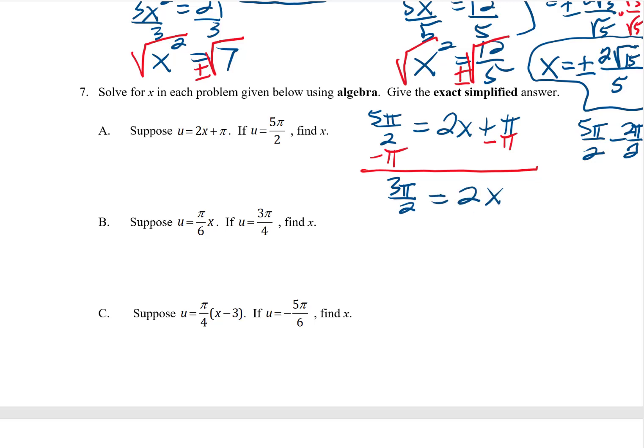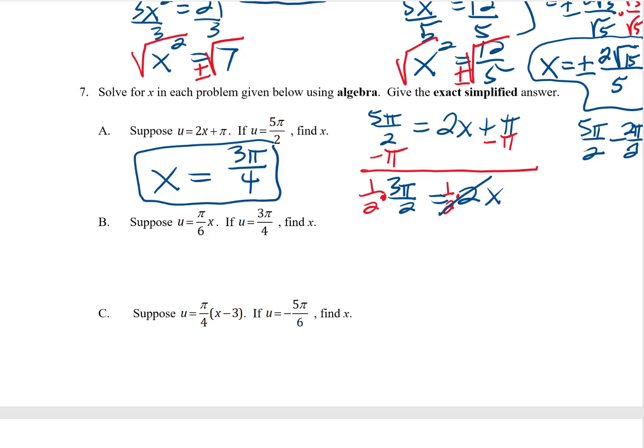To get the x by itself, I would divide both sides by 2, although since I'm dealing with fractions, it would probably be simpler to think of it as multiply both sides by 1/2. That is the same thing as dividing by 2. On this side, the 2's cancel, and here's my final answer then. Just multiply across. I get 3 pi on the top and 4 on the bottom. X equals 3 pi over 4.